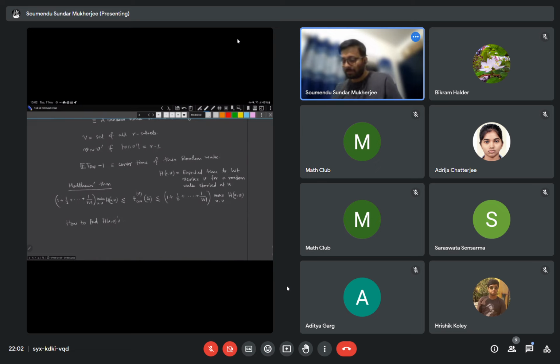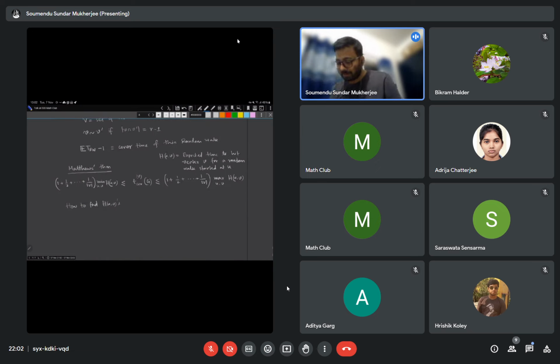So you can show that, and I'll write this as an exercise. This graph is very symmetric. It has a very nice automorphism, using which you can show that H_UV only depends on the size of the intersection of U and V.